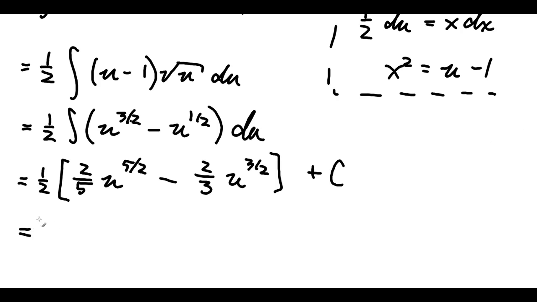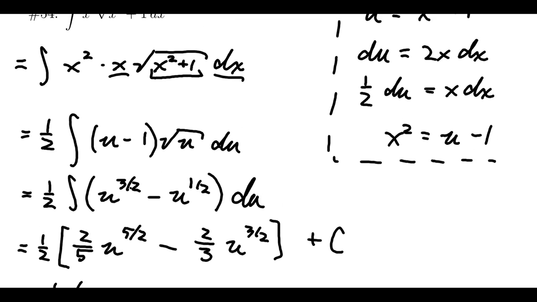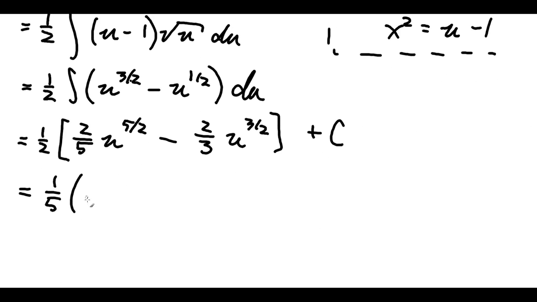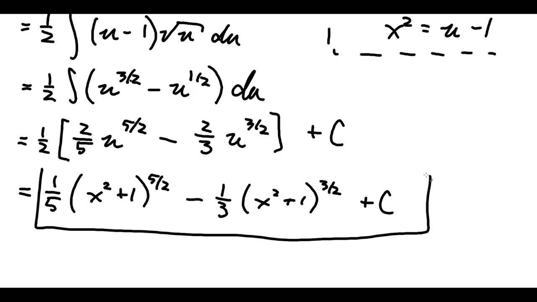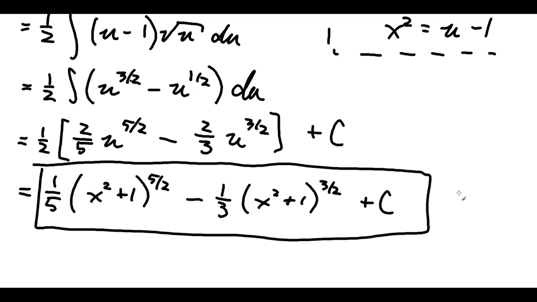Now we want to do a couple of things to further simplify. Let's distribute the 1/2 through, so this becomes 1/5, and also, we think about what u was. U is equal to x squared plus 1. So we have x squared plus 1 to the 5/2 power. Minus, distributing the 1/2 through, we get 1/3. U is x squared plus 1 to the 3/2 power. Okay. So there we go. There's our final expression.